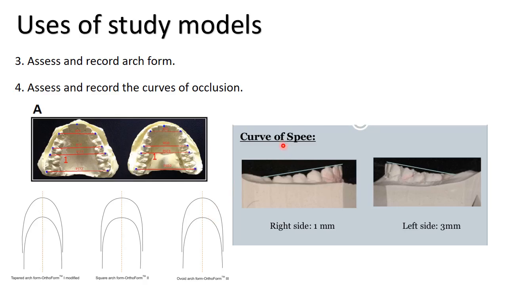And the second advantage is to assess and record the curves of occlusion. So we have the curve of Spee, and we can record if there is an increase or decrease in the curve of Spee. You can see that the right side has a 1 millimeter curve of Spee. So the curve starts usually from the canine to the molar. This is the curve of Spee. And on the left side, we have a 3 millimeter curve.